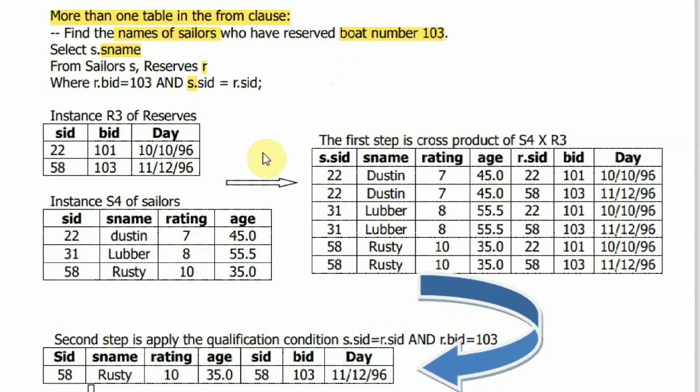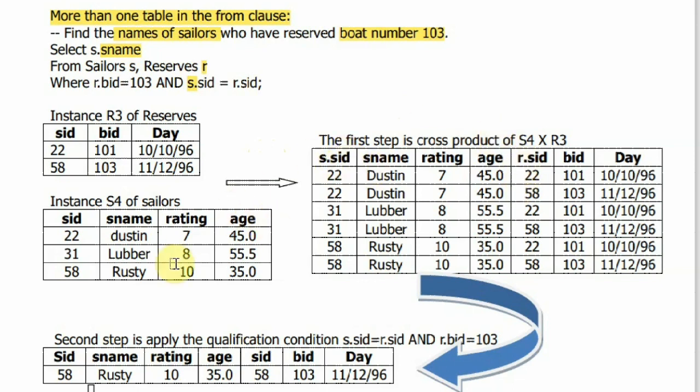The first tuple is 22 Dustin, and 22 Dustin is mapped with the two tuples in the reserves table. You can see the mapping over here, and the next tuple is 31. 31 is mapped with the two tuples in the reserves table, and 58 Rusty is also mapped with the two tuples in the reserves table. So 3 into 2, I will be getting 6 entries in the cross product. And you can see that in the cross product all the attributes are listed out over here. You can see the importance of the range variable here.